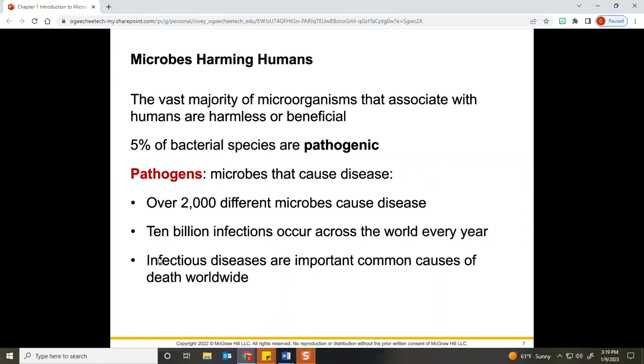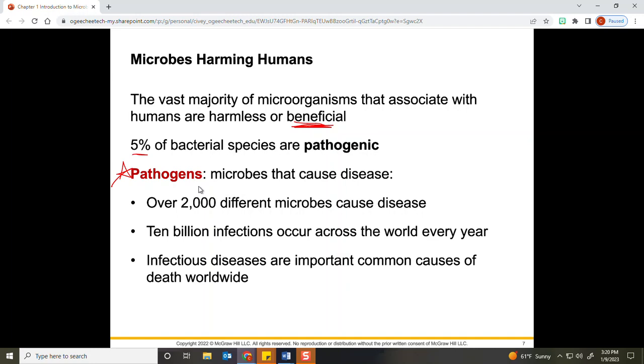So, like we said, not all bacteria are harmful for humans, and in fact, they are really important to life. The vast majority of these microorganisms that associate with humans are harmless, and many of them are even beneficial. Bacteria are a good thing. But about 5% of the bacterial species are what we call pathogenic, and you need to know what that means. Pathogens are any microbe that can cause a disease.